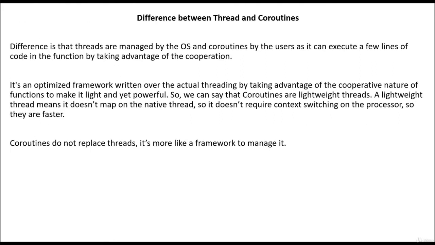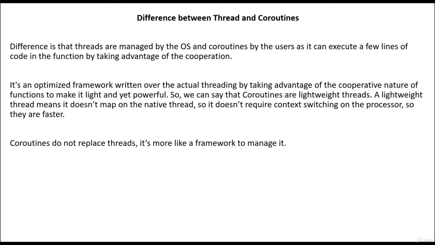So let's see the difference between a thread and a coroutine. The difference is that threads are managed by the OS and coroutines are managed by the users. So it can execute a few lines of code from one function and then take advantage of the cooperation between the two functions. Which means that a thread is managed by the OS and coroutines are managed by the users.